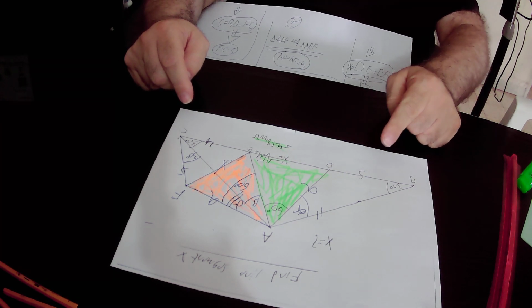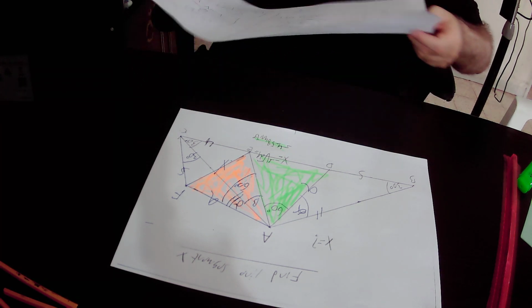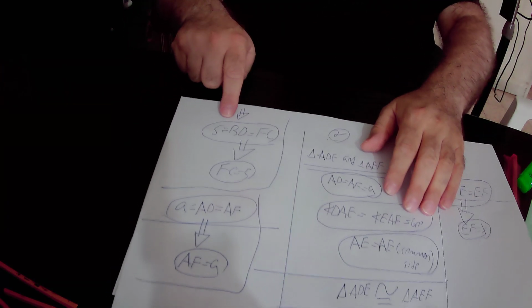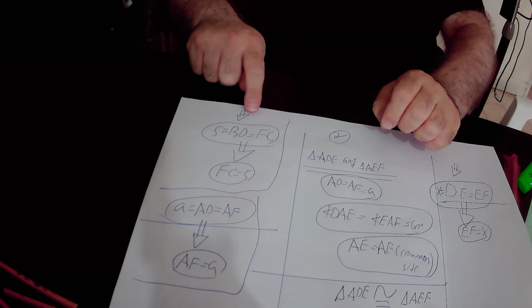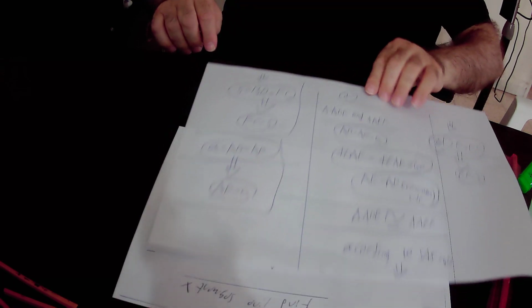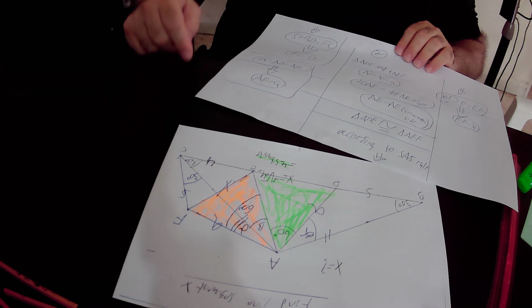But BD equals 5 units according to what is given in the question. So I can write here that BD equals 5 units, and from this equation 5 equals BD equals FC, we derive that FC also equals 5 units. Here, FC equals 5 units.